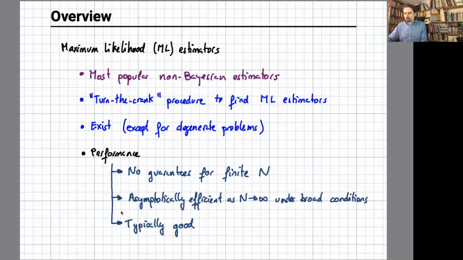And although there are no warranties, typically these estimators work reasonably well, even for finite data records, right? So the combination of these properties is what motivates really why we use maximum likelihood estimators so much in practice.